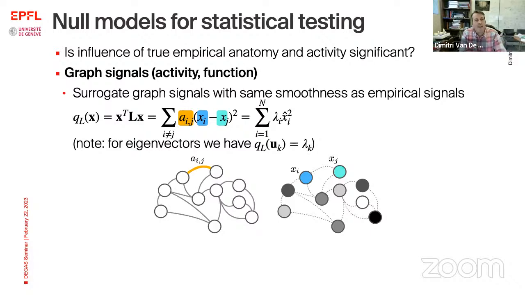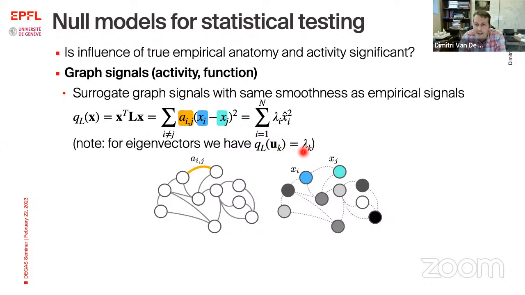So the first type of null model I will introduce is to randomize the graph signals, those that reflect activity or function, if you like. And the idea is to generate surrogate graph signals that will have, by construction, the very same smoothness as the empirical signals. And what I mean by smoothness is smoothness as we measure it by the quadratic form of the Laplacian, which is defined, as you know, in this way, or we can start off with the quadratic form itself. And in the spectral domain, this is actually summing over the energy of the spectral coefficients weighted by the eigenvalues of the graph Laplacian.